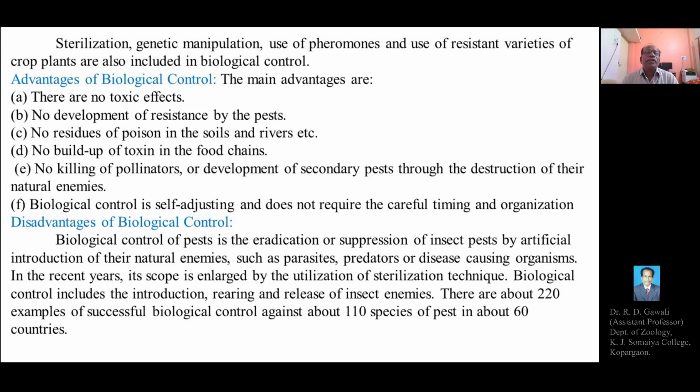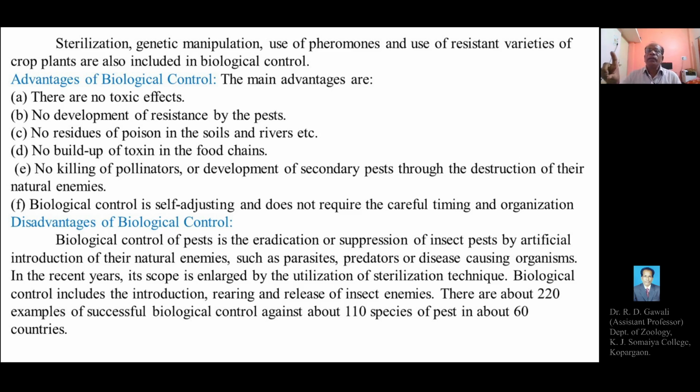Sterilization, genetic manipulation, use of pheromones, and the use of resistant varieties of the crop plants are also included in the biological control. So, in addition to predators, parasites, and pathogens as biological agents to control the variety of insect pests or crop pests, techniques such as sterilization, genetic manipulation, use of pheromones or hormones, and the use of resistant varieties of the crop plants are also included in the biological control measure.